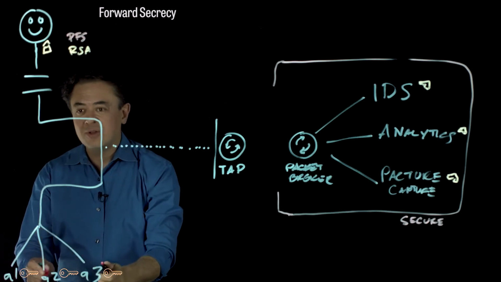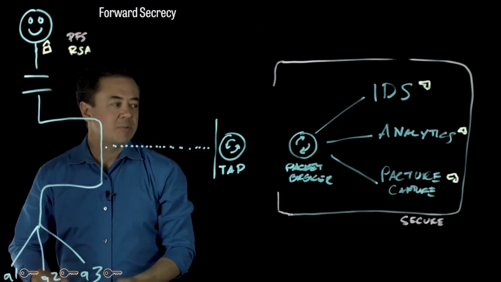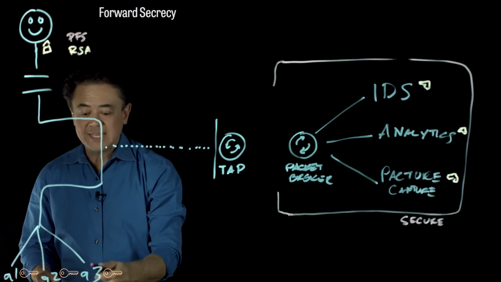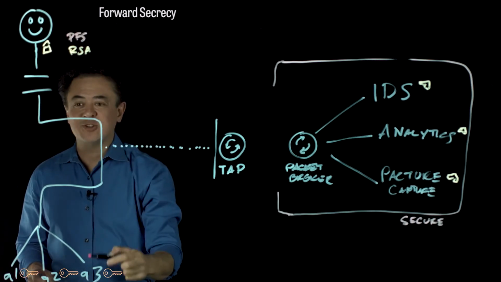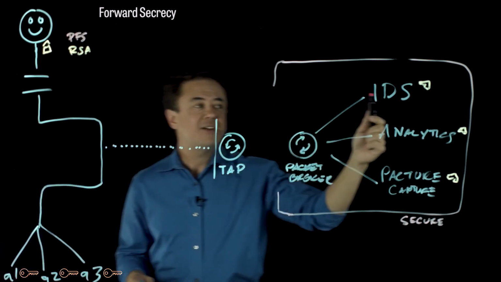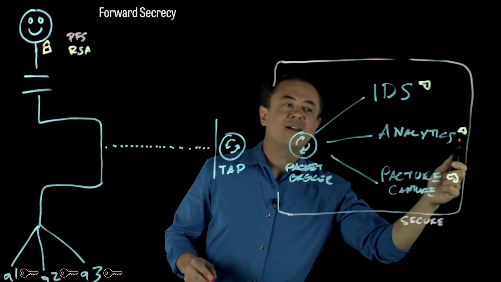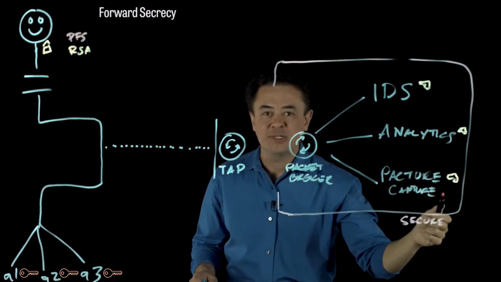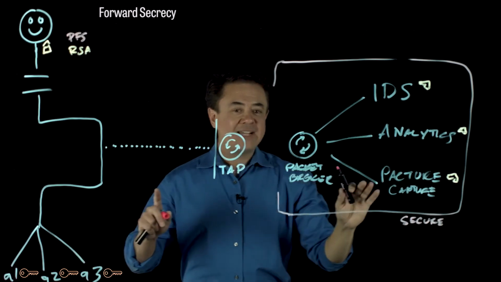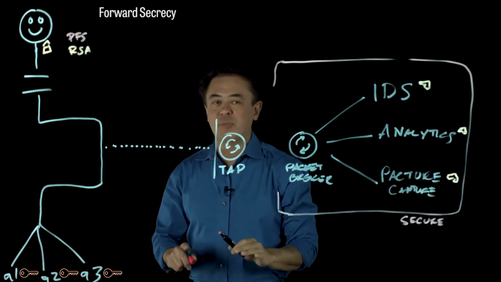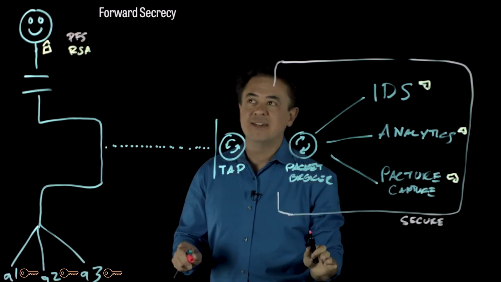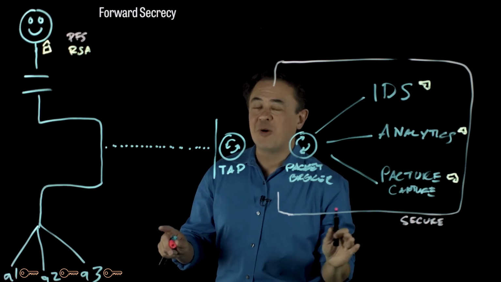Everything sound cool? What's the problem? Well, if only the two endpoints can see the traffic and decrypt the traffic, how's the IDS supposed to work? How's the analytics supposed to work? How's the packet capture supposed to work? All of that stops working, which is perhaps an unintended side effect of forward secrecy.